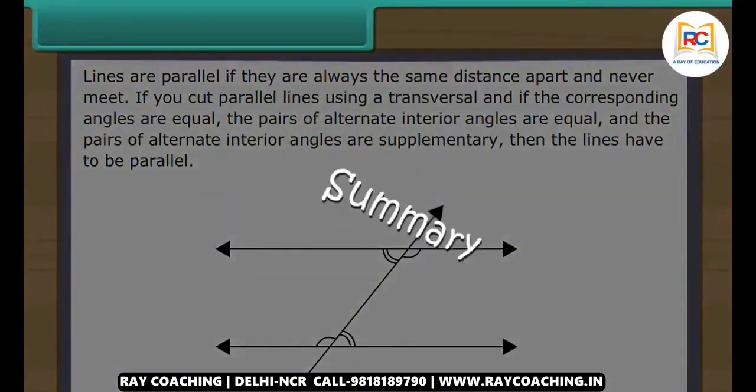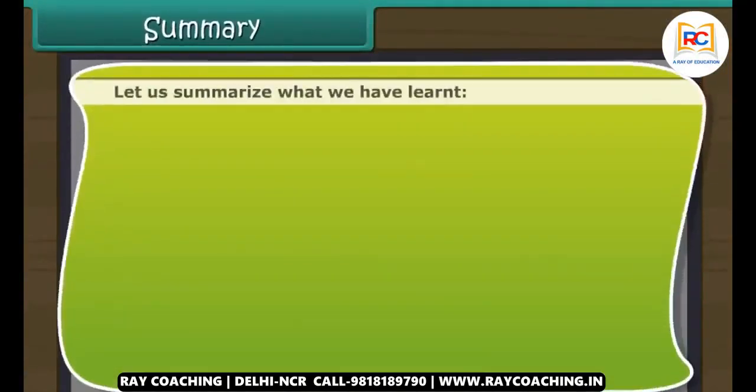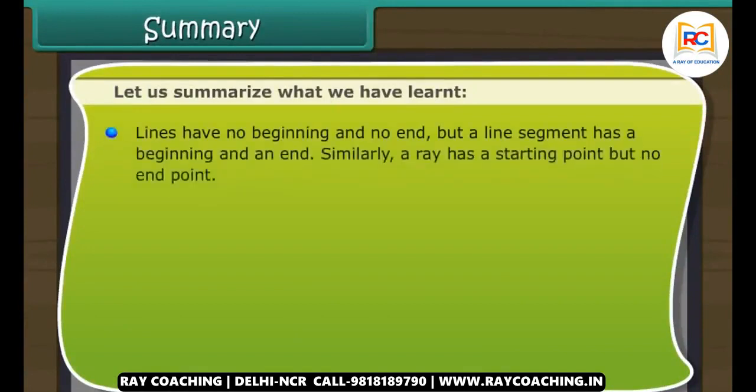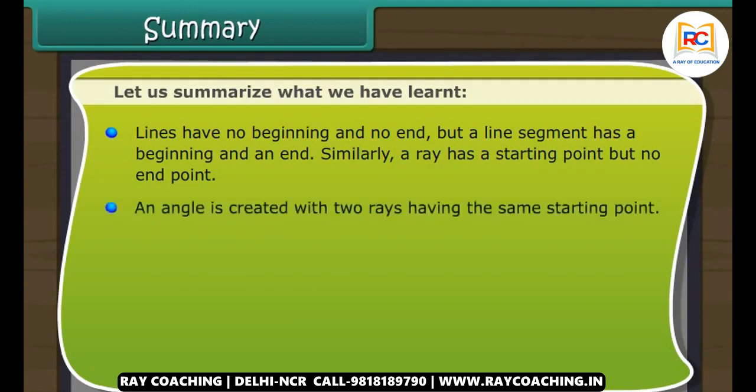Summary. Let us summarize what we have learnt. Lines have no beginning and no end, but a line segment has a beginning and an end. Similarly, a ray has a starting point but no end. An angle is created with two rays having the same starting point.